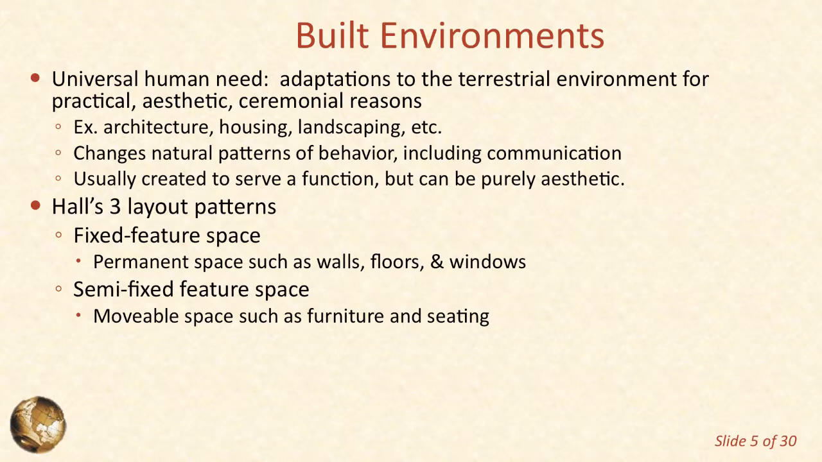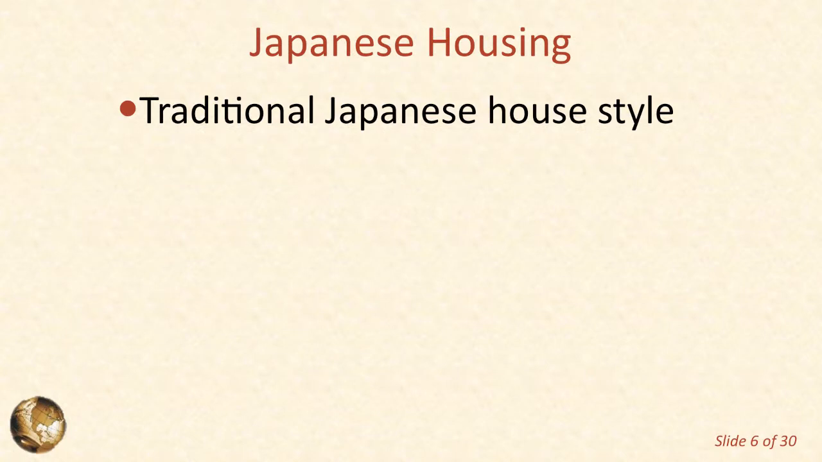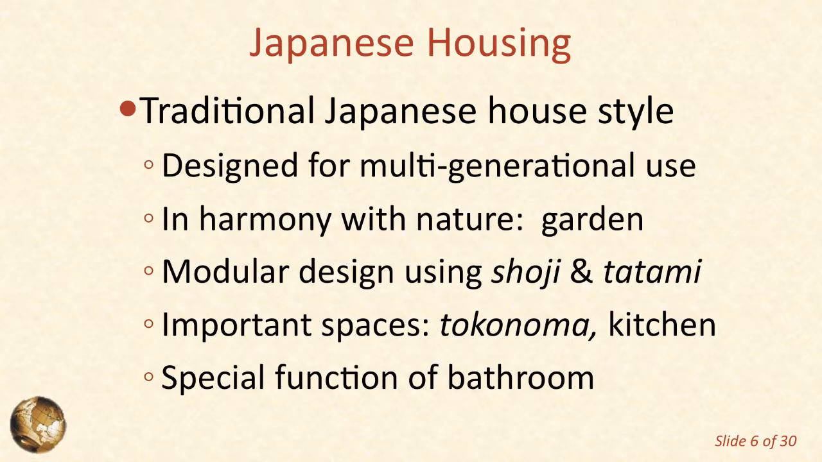We'll see that in Japan, there's considerable use of what's called semi-fixed feature space that's more flexible and customizable. Then you have informal space in settings like outside, where there are no boundaries or no fixed features. So let's talk about traditional Japanese housing, which is quite interesting. And traditionally, these are designed for extended families.